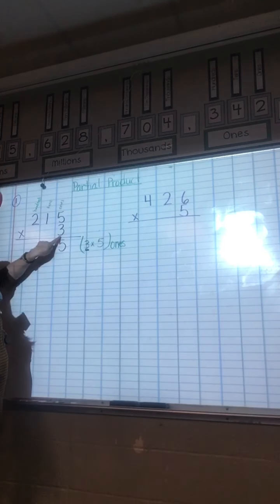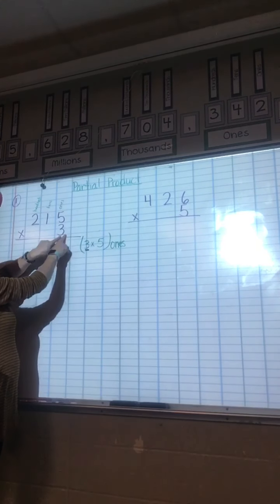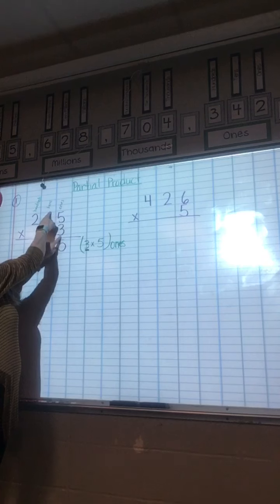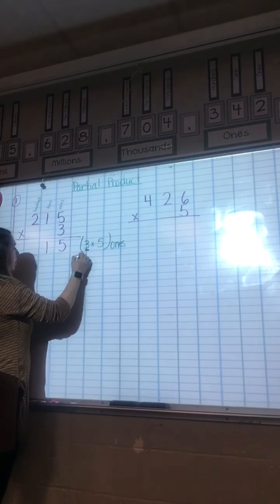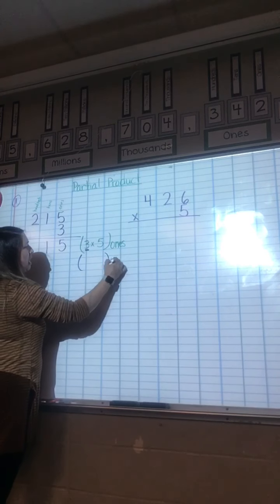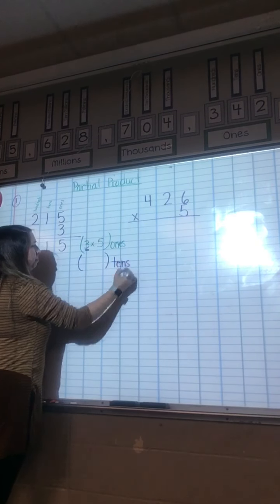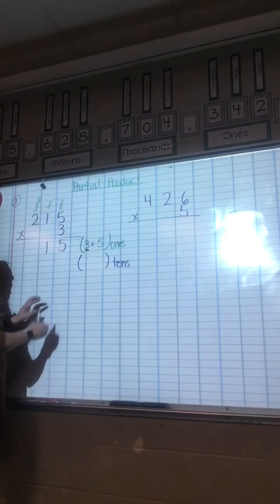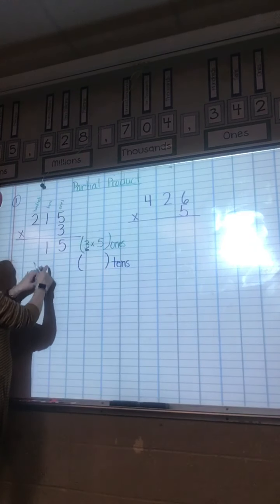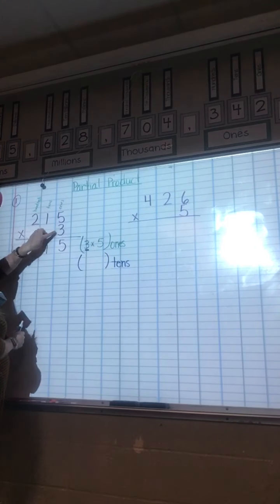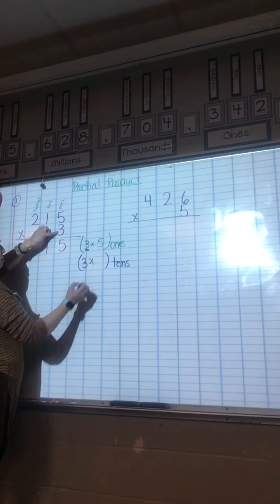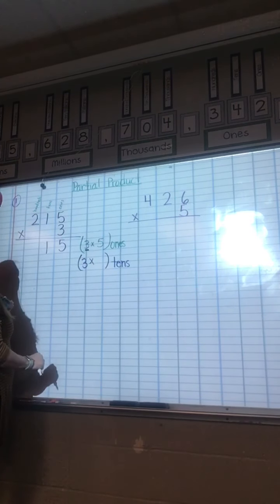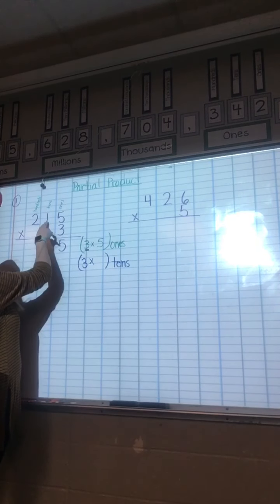So I did the ones place value. The next step I'm going to multiply is the tens, okay? So I'm going to put it in a different color because that helps me know. So this one is going to be my tens. Okay? So I'm going to come up here and I'm multiplying this number by 3. So it's going to be 3 times. Now I have to figure out what number is in my tens. So I'm going to go up here. The 1 is in the tens.